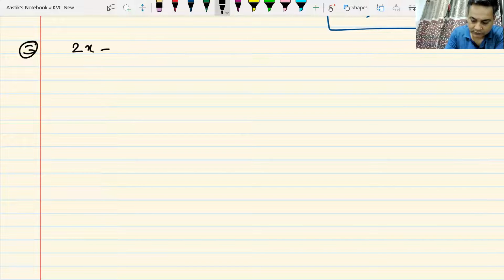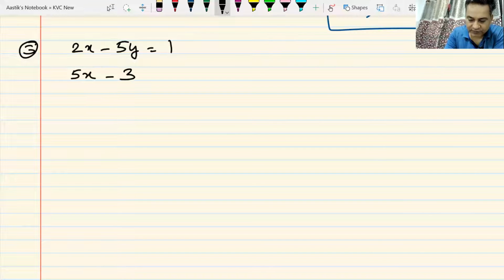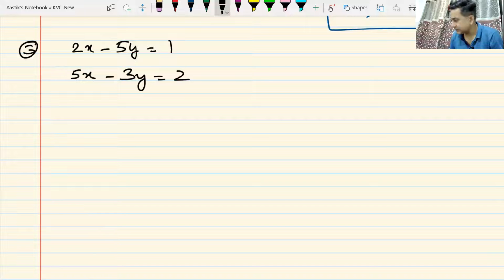2x minus 5y is equal to 1. 5x minus 3y is equal to 2. Can you solve this for me? I'll wait for your answers. Do it by any way. I've told you one way. I think that is simpler. But still, you can do it by substitution, not a problem. I'll give you a minute to do it.